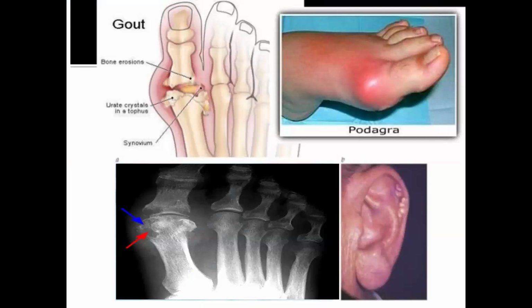Gout. This is a disease that affects the joints, usually starting in the foot, what we call podagra, by deposition of crystals in the big toe, and it can also deposit in the subcutaneous area, in the ears and other areas.